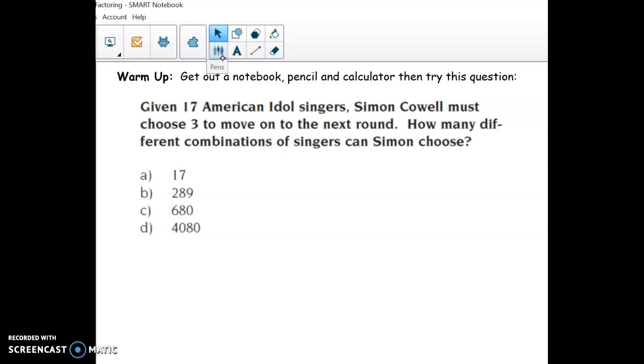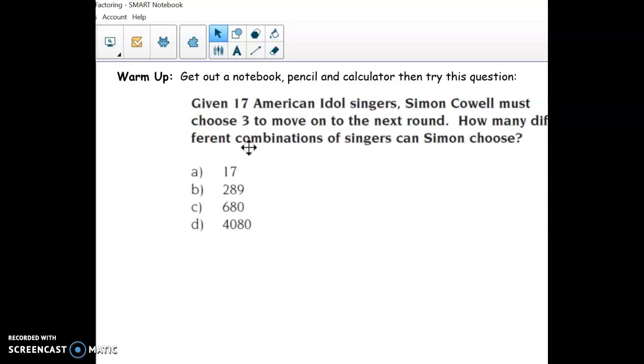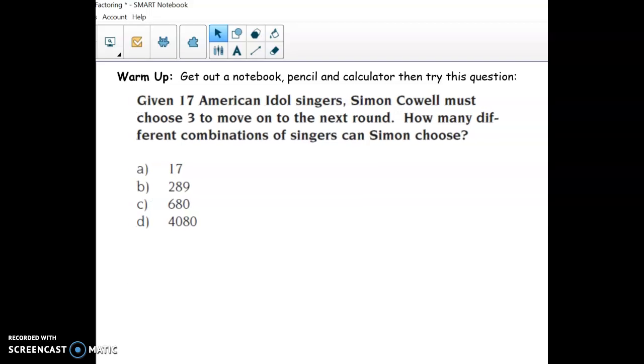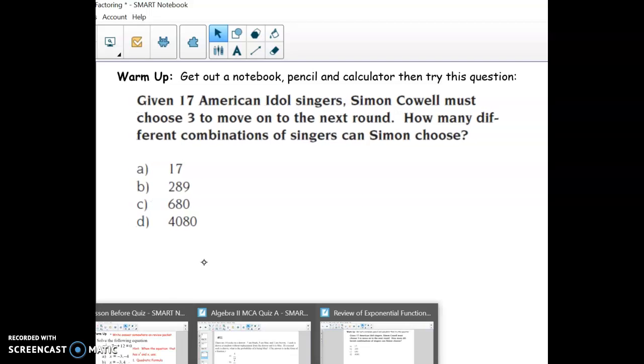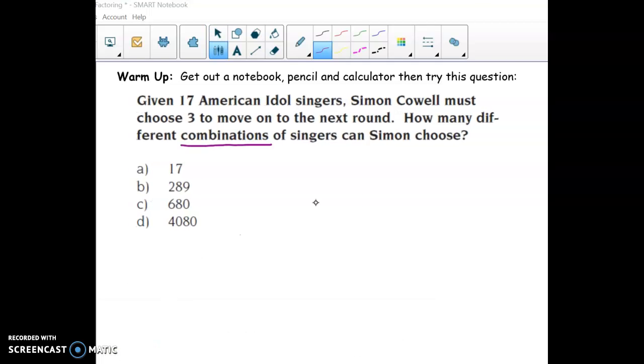All right, so they kind of give you a hint in this question that this is actually going to be a combinations question. Also know that it is combinations because the order doesn't matter, right? All they want to do is advance. So there's 17 and we're picking 3, and the order doesn't matter. If you get picked first or second, you still advance.